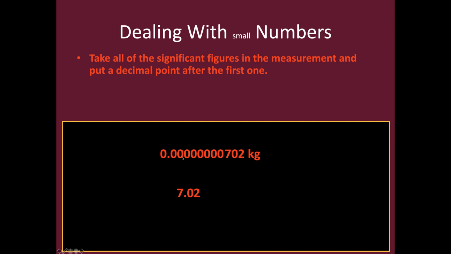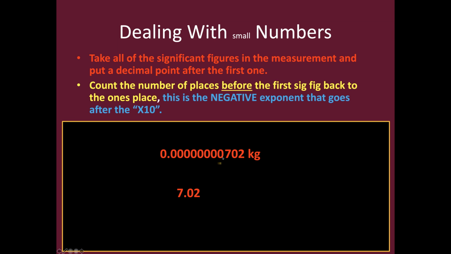And there's 1, 2, 3, 4, 5, 6, 7, 8, 9. There are 9 decimal places to get back to the ones place. So what we do is times 10 to the, since we had to go backwards, -9. 7.02 times 10 to the -9th.